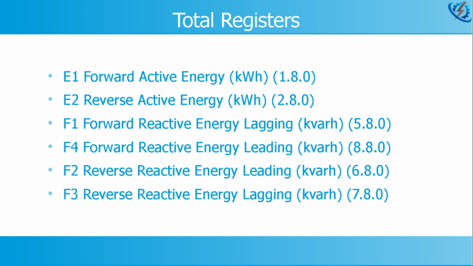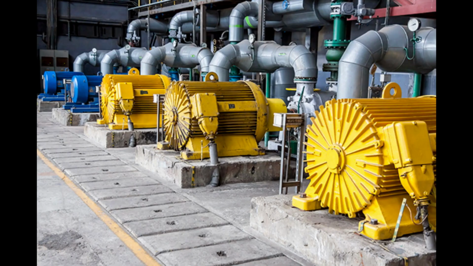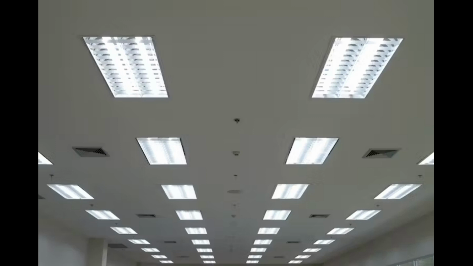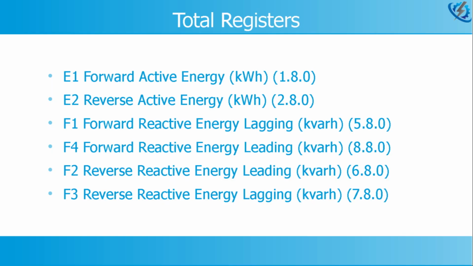F4, or forward reactive energy with leading power factor. Most machines like electrical motors cause electricity to become inductive or have a lagging power factor. However, there are devices like fluorescent lights that cause the electricity to become capacitive or leading power factor. F4 is the total of reactive power used when the power factor was leading. This is less often the case, and thus many municipal tariffs do not even look at reactive power with leading power factor. It is, however, in some cases needed and is therefore read from the meter. F2 and F3 are the same as F1 and F4 but for reverse solar power.